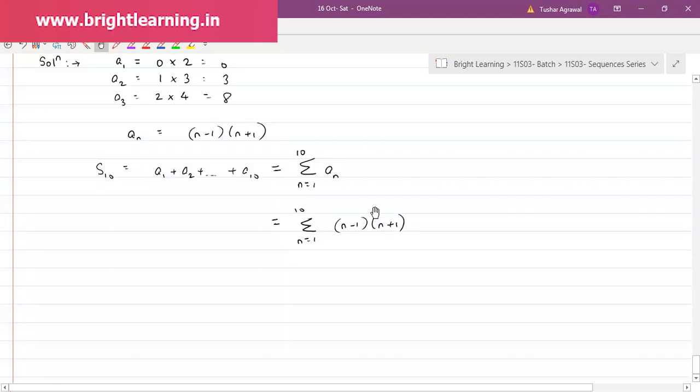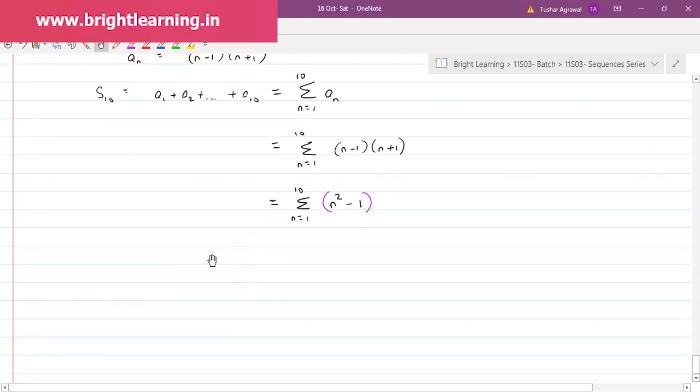For product of two values which are both dependent on n, we cannot take any value outside. We do not have any such property. If in the product one bracket would have been a constant independent of this n, then I would have taken it outside as common. Here we do not have any such thing. So what we will do is, n minus 1 into n plus 1, can I write it as n square minus 1 square, that is n square minus 1. It is nothing but addition of this complete thing, n varies from 1 to 10.